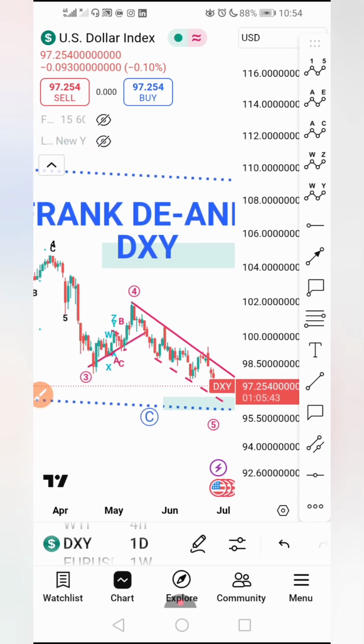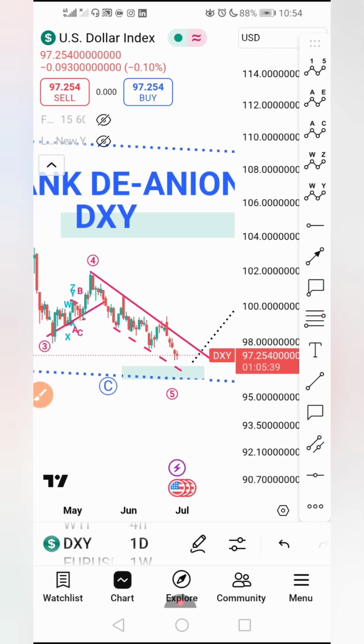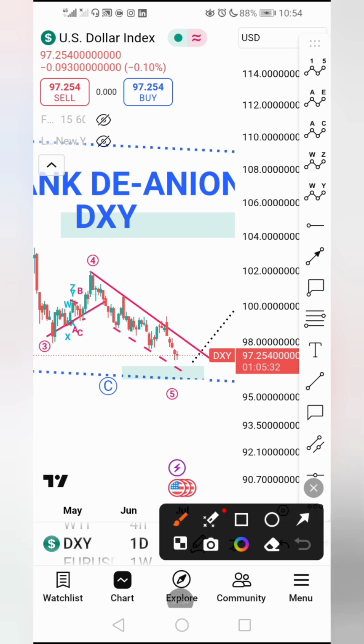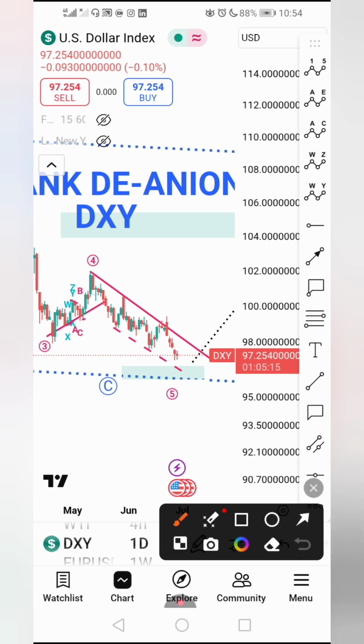DXY. This is the DXY dollar index. Looking at it, you can see that the DXY has practically completed 5 waves: 1, 2, 3, 4, 5. But the problem here is that the 5th wave has not gotten to my marked area. You can see my marked area there.